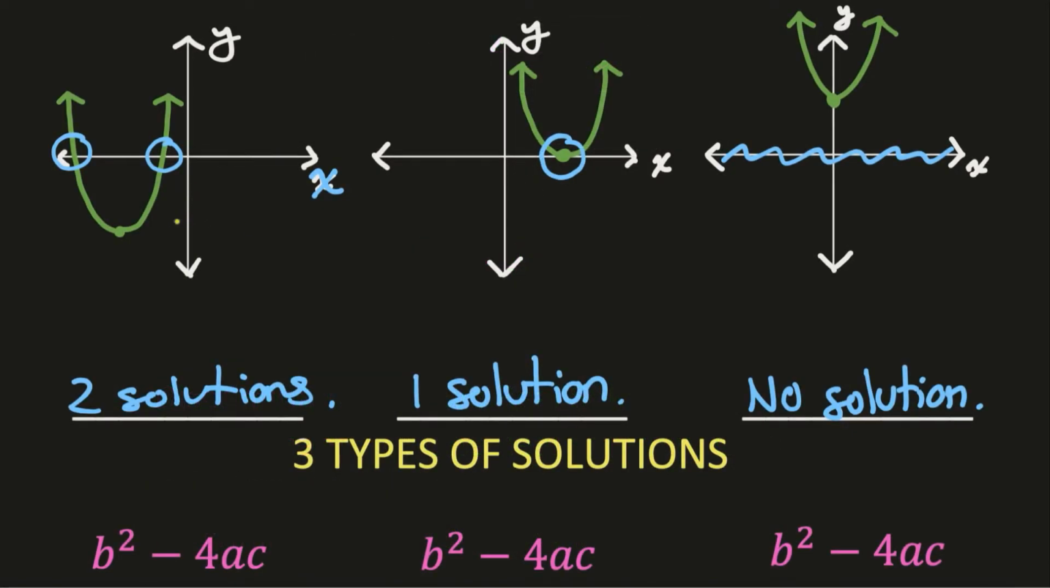Going back to the graph of our parabolas, we can see that in a parabola in which we have two solutions, our discriminant would be greater than 0. In a parabola in which we have one solution, our discriminant would be equal to 0. And in a parabola in which we have no solution, our discriminant would be less than 0.